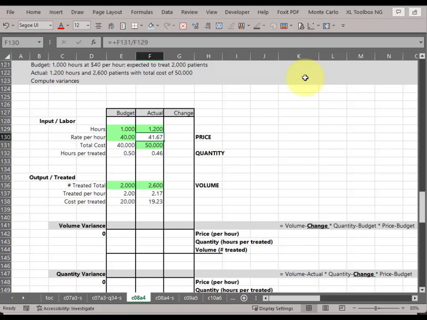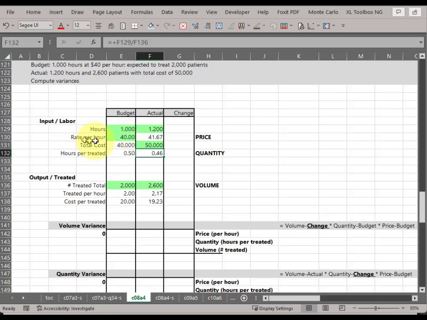We were told their initial expected rate. We weren't actually told their new rate, but we were told that they wound up working 1,200 hours for a total cost of that. And you can see right there, there's a simple formula that computes the new rate or the actual rate. You can see that we computed the hours per patient treated simply by dividing the number of hours right there by the number of patients. So you can see it's about half an hour per patient. That was our budget, at least. And you can see we're actually a little bit more efficient than we thought because it took us a little bit less time.